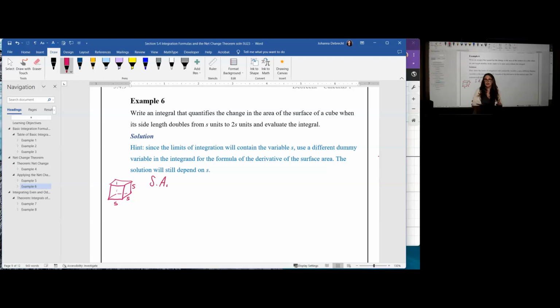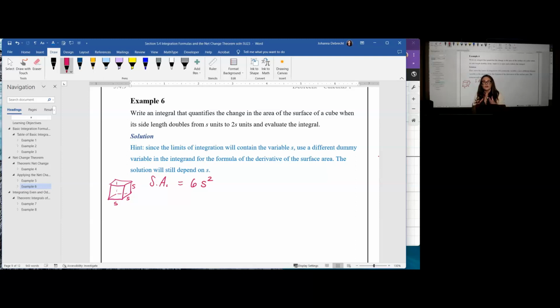I have 6 sides, the 4 sides around the box and the top and the bottom of the box. Each side is the same, s wide, s long. And that means that each side is s squared in area. And there are 6 of them. So my relationship is 6s squared.